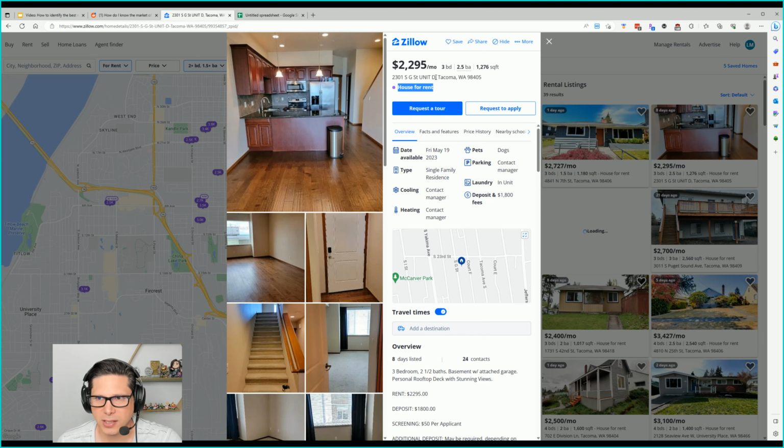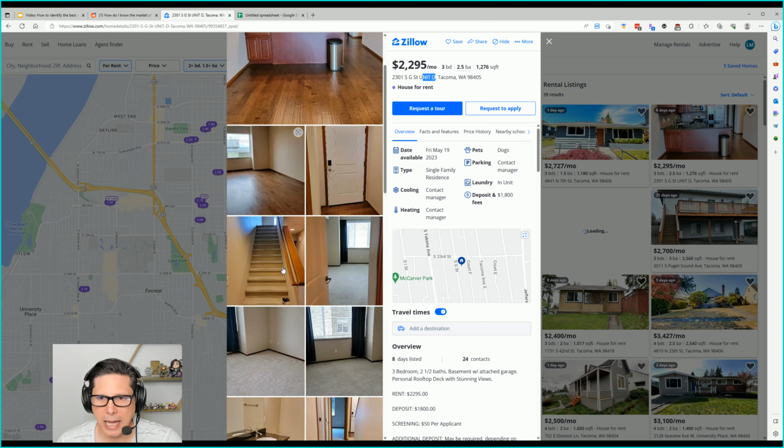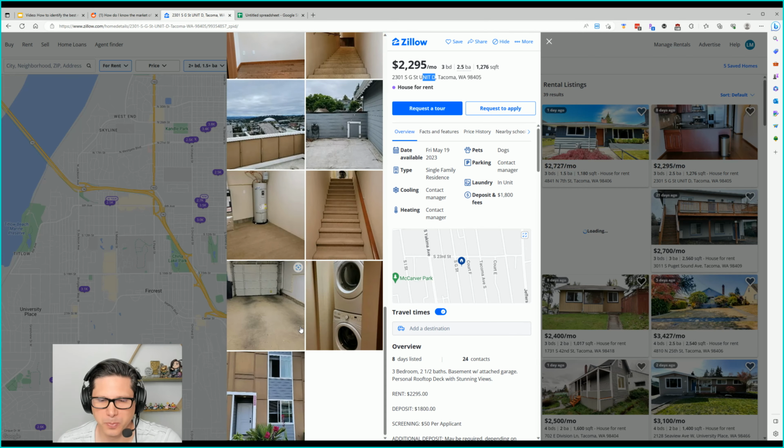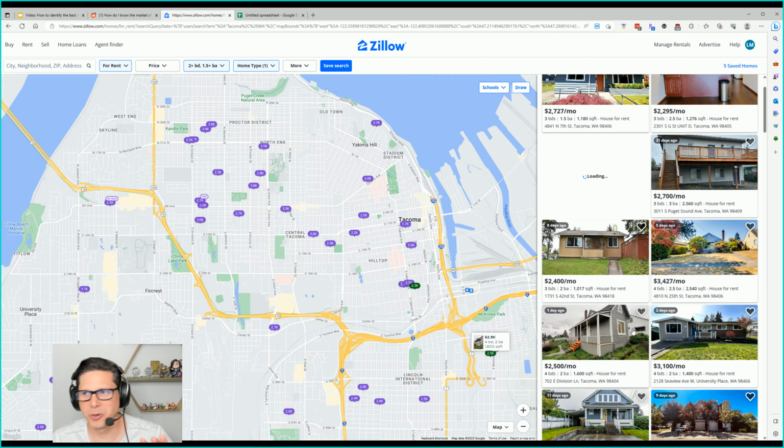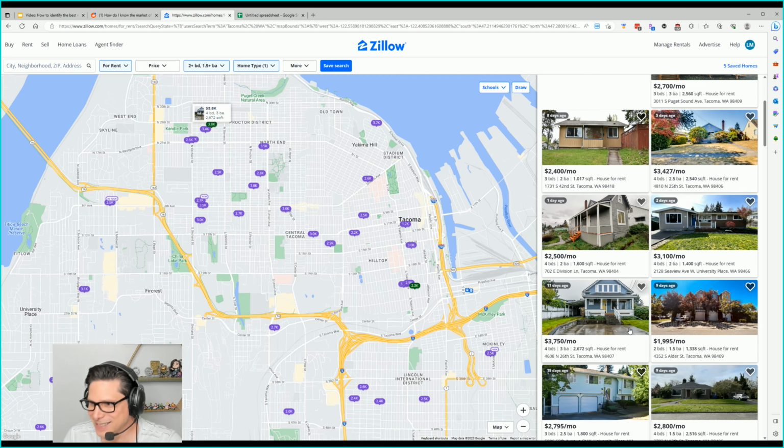But then all of a sudden the address is Unit D, and you could easily tell this was actually more of a townhome, or basically not a house, even though they're saying it's a house. So anyway, that's another data point for you to consider when you're looking at these. If the primary photo is not the front of the house, it's most likely not a house. All right, let's keep going.